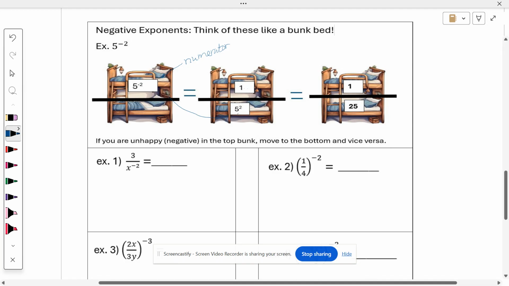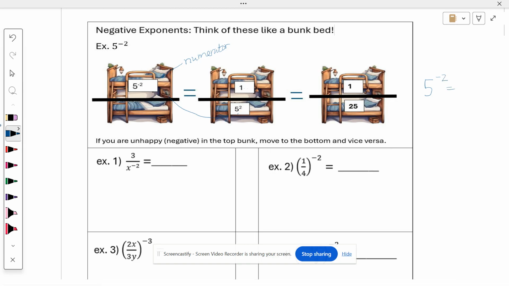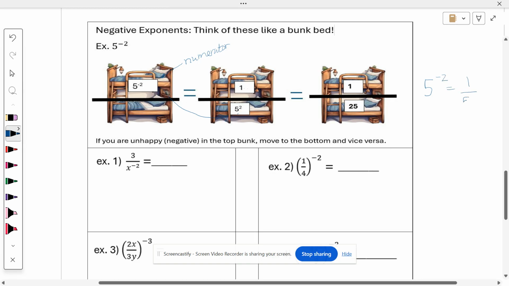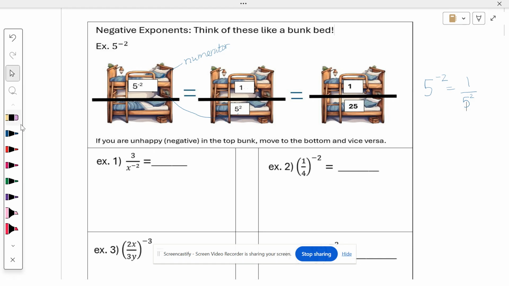But you still need something in the top bunk, and you're always going to put a 1 there, unless there's another term that does not have a negative exponent on it. Well, so now I'm in this middle bunk bed, and I have 1 over 5 squared, which is the same thing as 1 over 25. The rule that we just learned is if you have any number to the negative power, you write it as its reciprocal, and your power becomes positive.